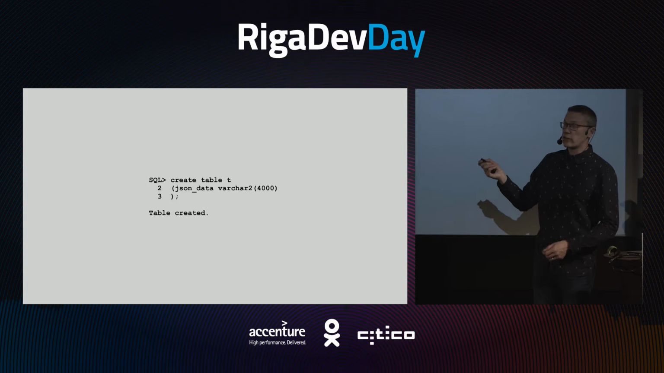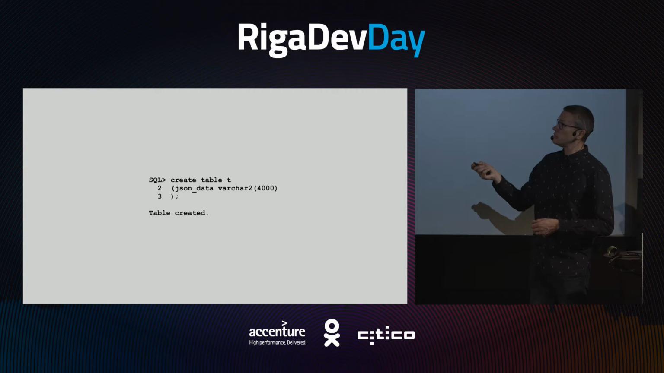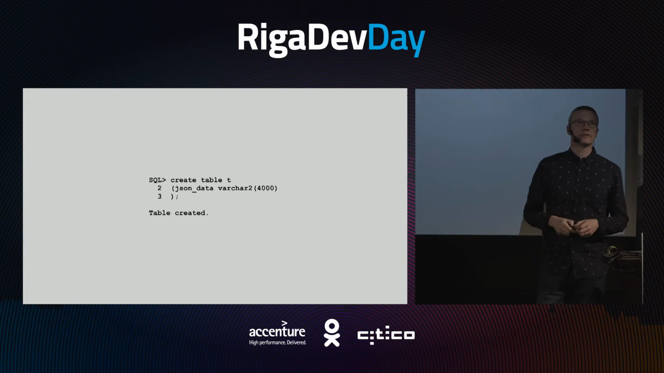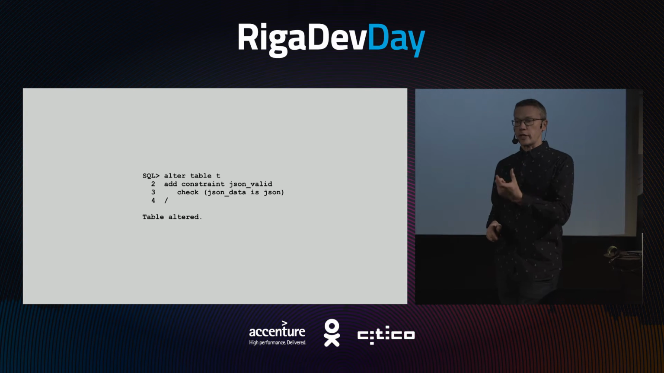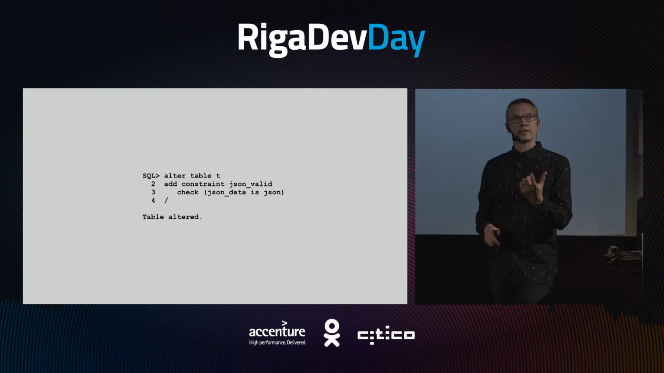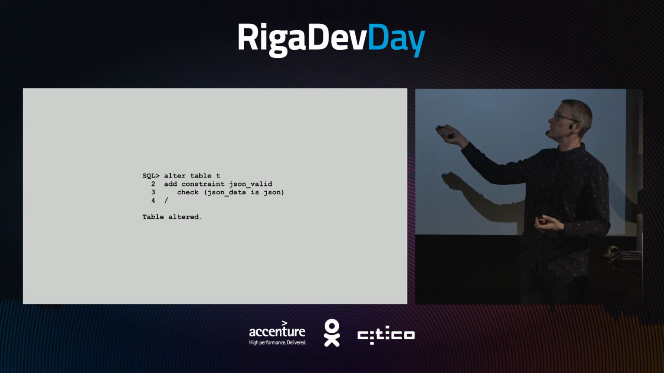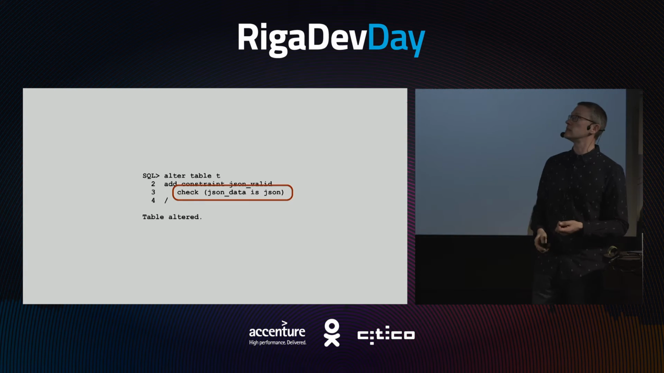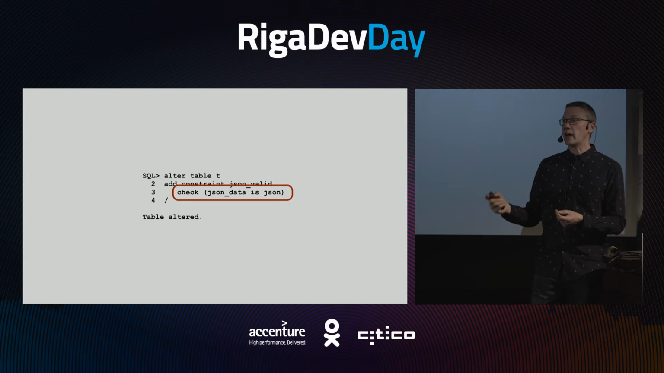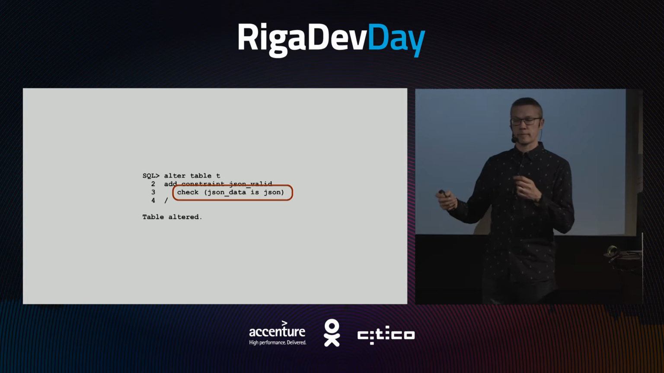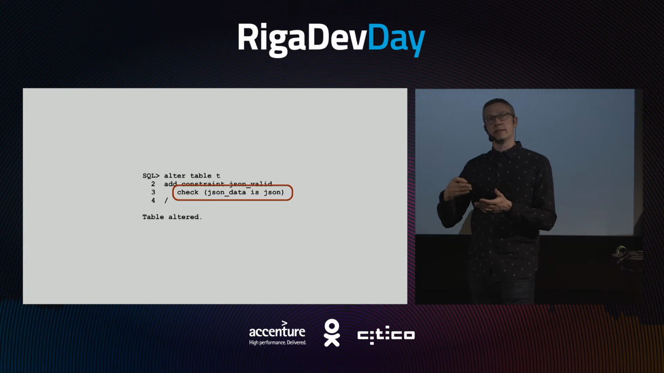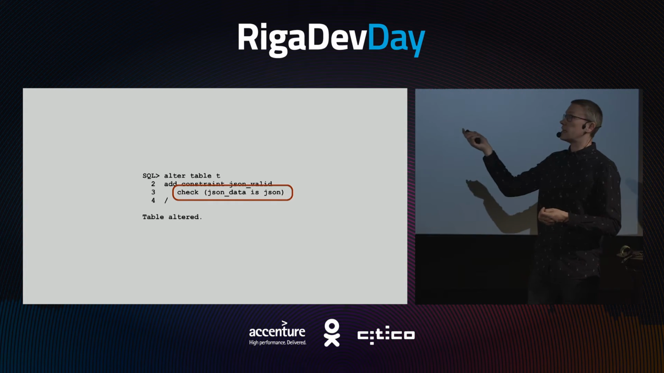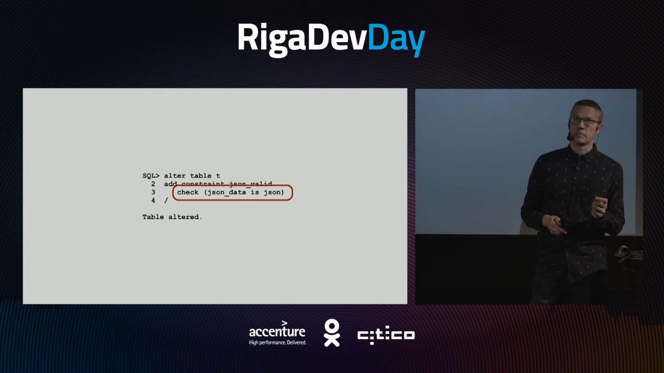What you can do, for the example, I'm going to create a table, T, with JSON data, and it's just a varchar2. Now you can put constraints on that column, like to check if it is JSON, using the IS JSON clause. So now this table just holds a varchar, could also be a CLOB, and the check that's done is that only valid JSON can be put in there.